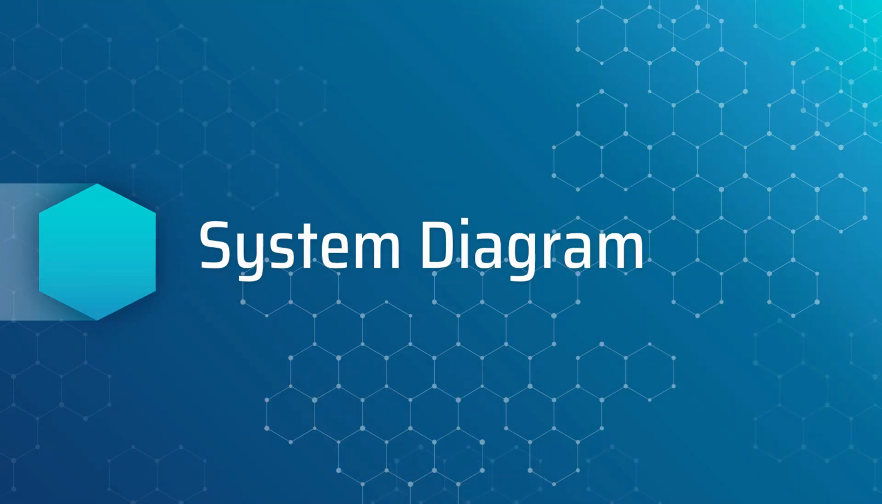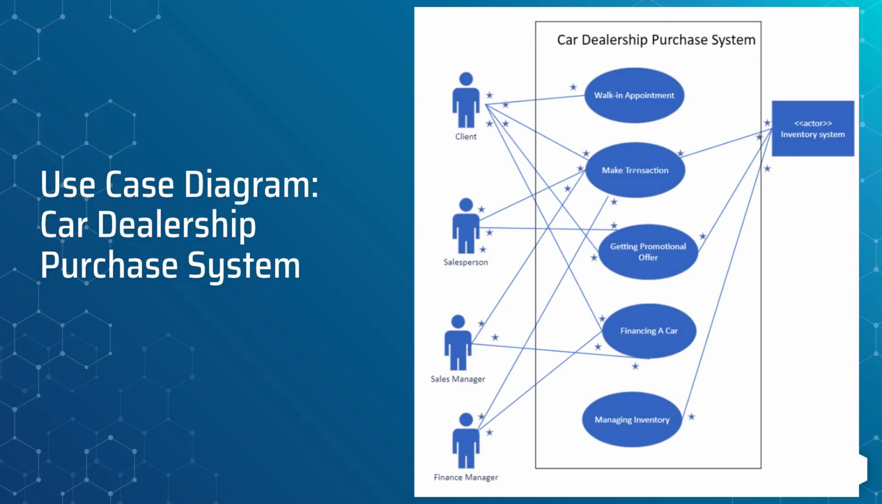Lastly, we have a system diagram. Now we'll go over the use case diagram for our system. The system name is located on the top: car dealership purchase system. Primary actors are located on the left. They are client, salesperson, sales manager, and finance manager. And on the right, we have the supporting actor, inventory system.